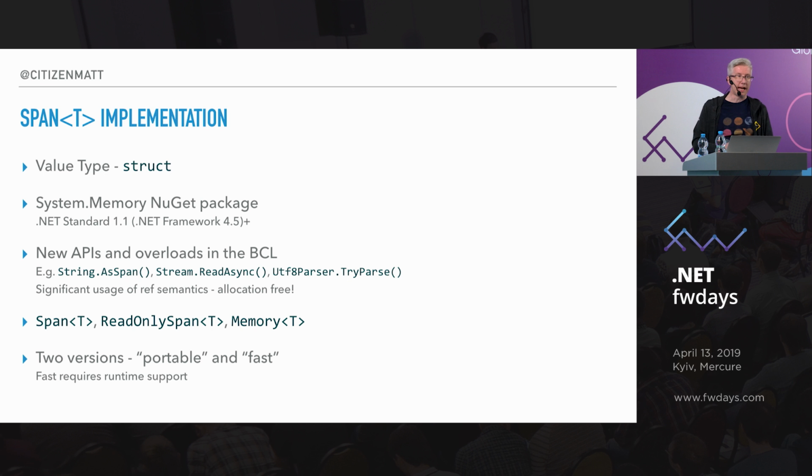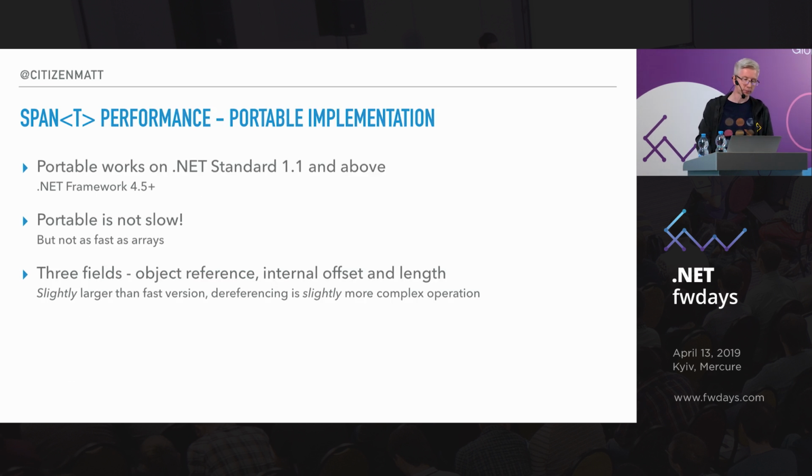There's a portable version and then there's a fast version. The fast version requires runtime support. The portable version, however, can run on older versions of .NET. So the portable works on .NET Standard 1.1 and above. That's the .NET Framework 4.5. And it's important to point out that portable is not slow. It's not as fast as arrays, but it's still good performance.